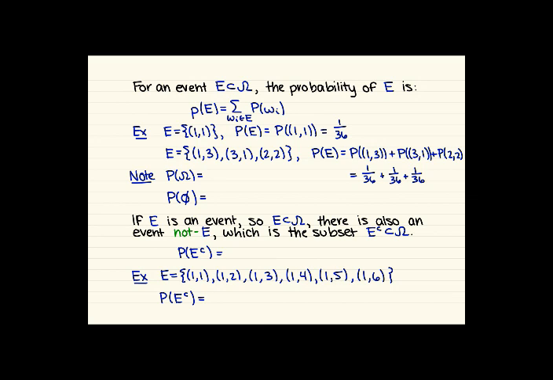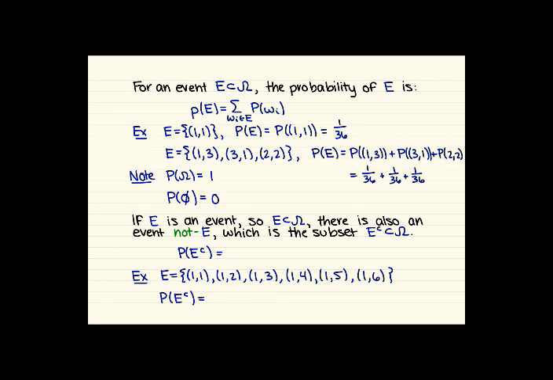Note that if we take the probability of the sample space, so we can take our event to be the entire sample space, including all outcomes, then we're adding up the probability of all outcomes, so we're going to get 1 there. If we take our event to be the empty set, so that contains no outcomes, then we're not adding anything up, we get 0 there.